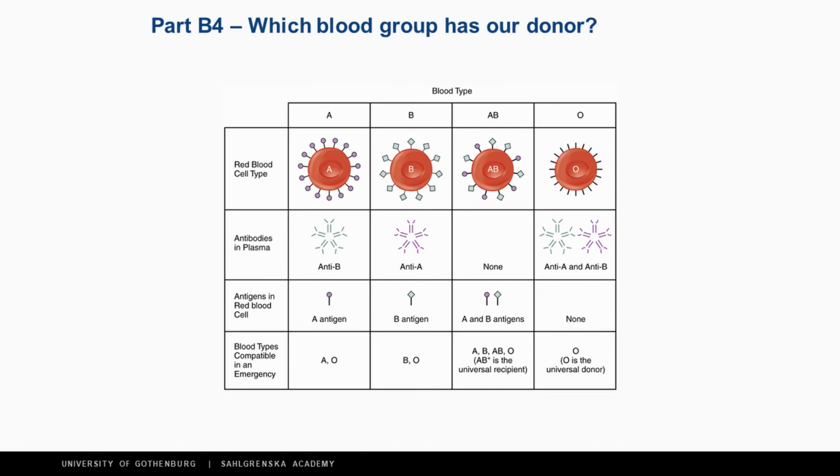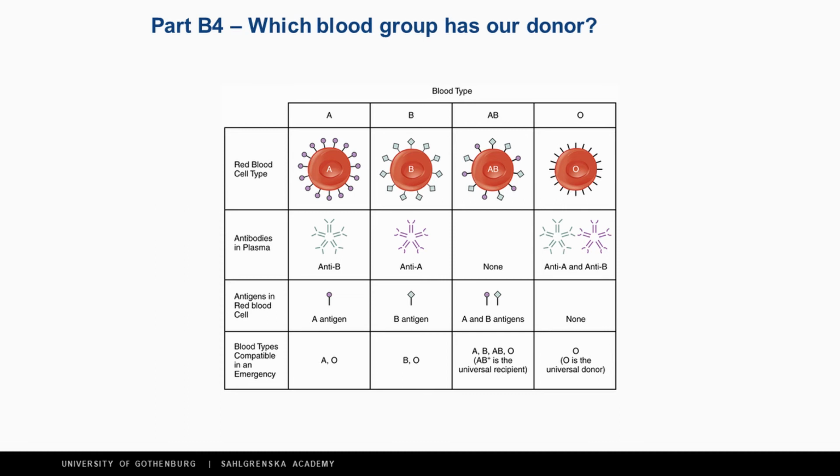People with AB blood have both antigens, but have no antibodies. That means they can receive cells from everyone, since there are no antibodies. People with type O blood have no antigens. However, they have antibodies against both A and B. Therefore, type O blood cells can be given to everyone, but they can only receive blood of type O.